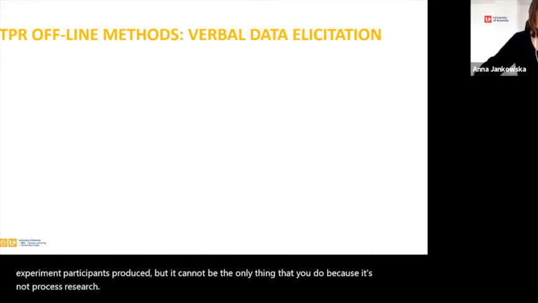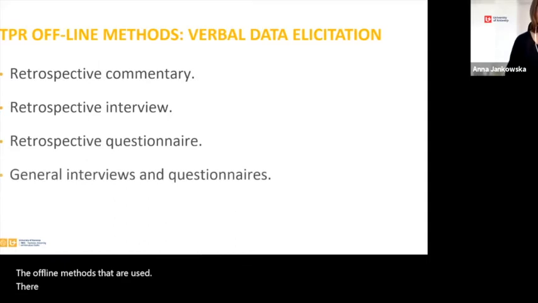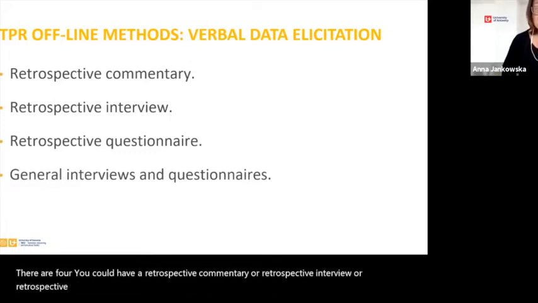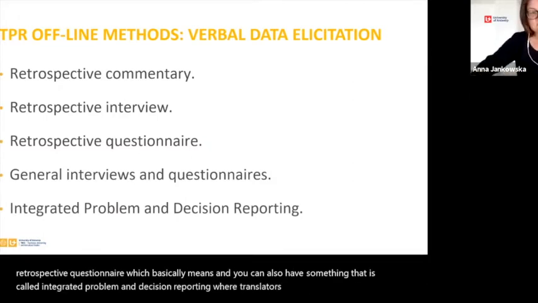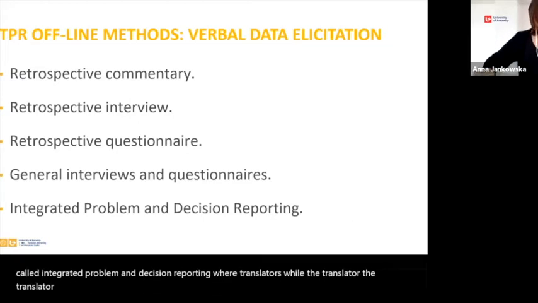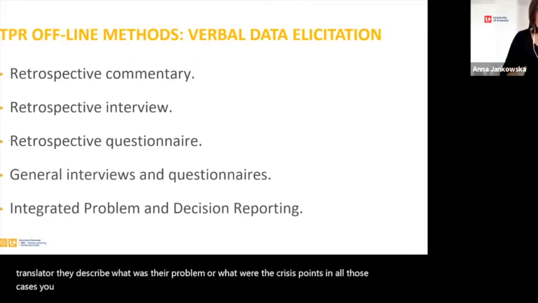Now, the offline methods that are used, there are 4. You could have a retrospective commentary or a retrospective interview, a retrospective questionnaire, and you can also have something that is called integrated problem and decision reporting, where translators, while they translate, after they translate, they describe what was their problem, or what were the crisis points. In all those cases, you administer those after the translators finish translation.